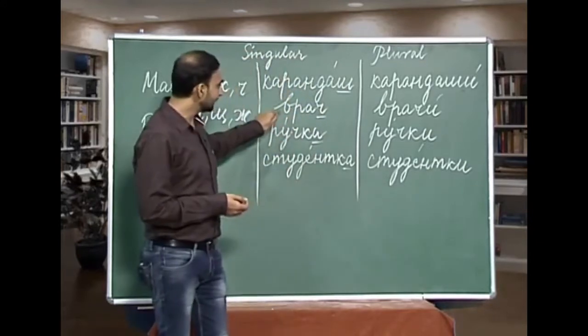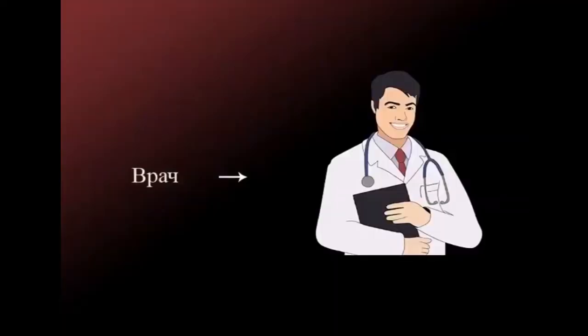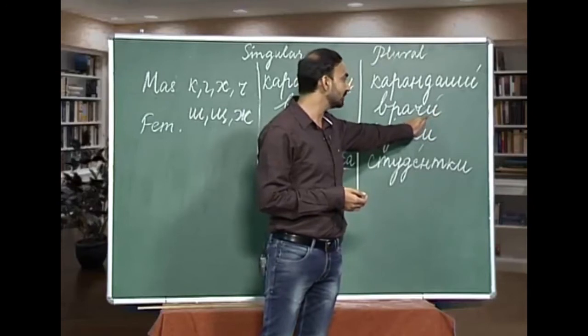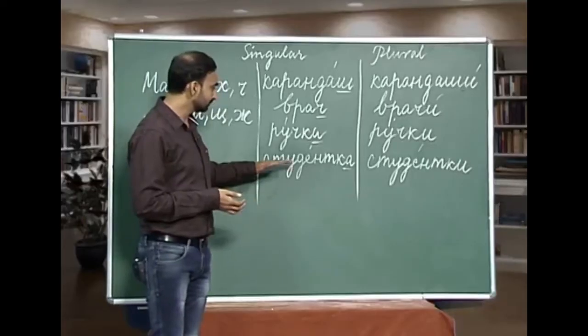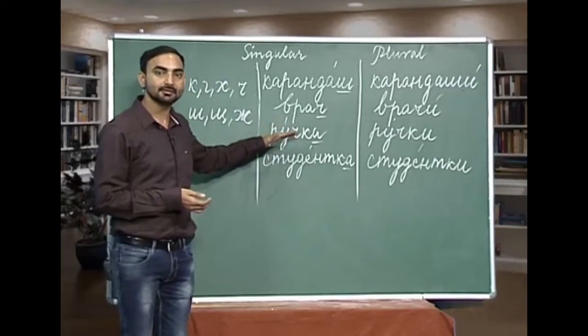The same way, the second masculine noun is vrach, V-R-A-Ch. Vrach is doctor. What is the plural of vrach? Vrachi. Again we are not using Y, instead we are using I, vrachi. The next feminine noun we have is ruchka. Again you can see the last consonant is K, which is among these 7 consonants. So, how will you make plural of ruchka? Ruchki, again the soft I.